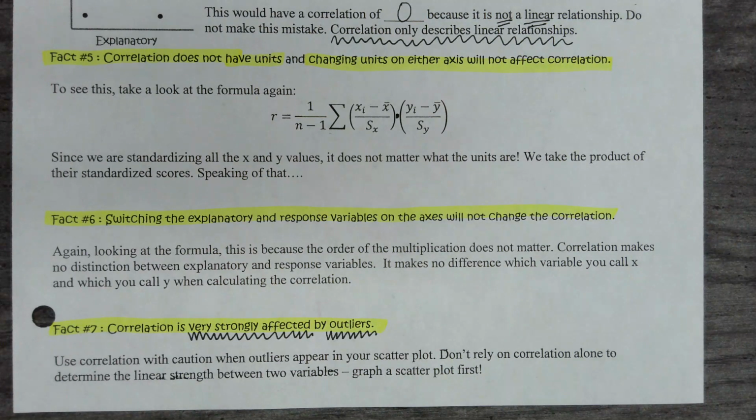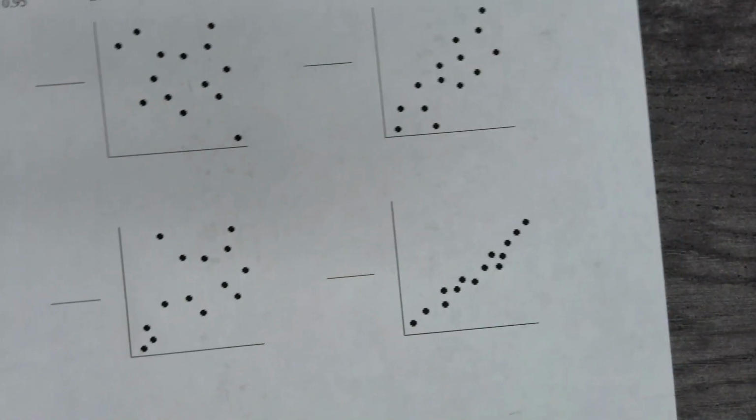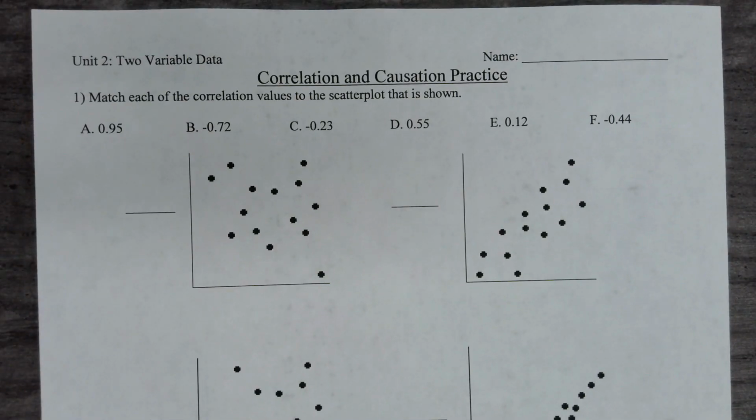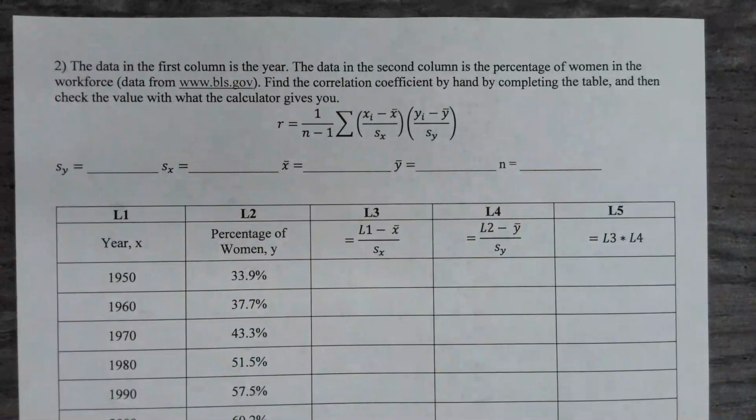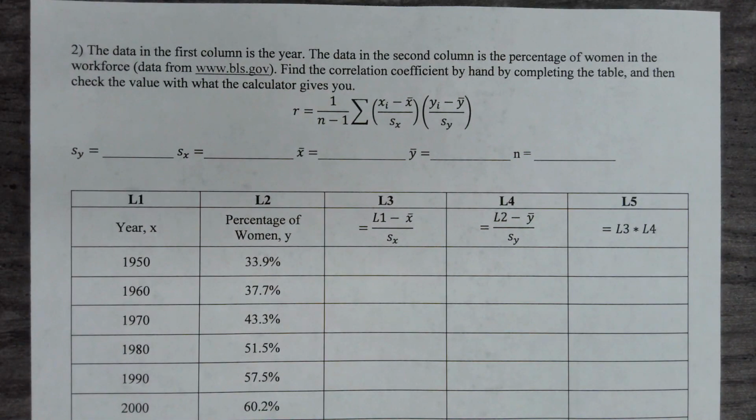So for your practice worksheet, you're going to be taking a look at a few matching problems, looking at the scatter plots and matching those correlation coefficients to your scatter plot. And then on the back, just like we did in the Vitruvian Man activity, you're going to be taking a look at the percentage of women in the workforce, and you're going to be finding the correlation coefficient by hand using the table that I provide.